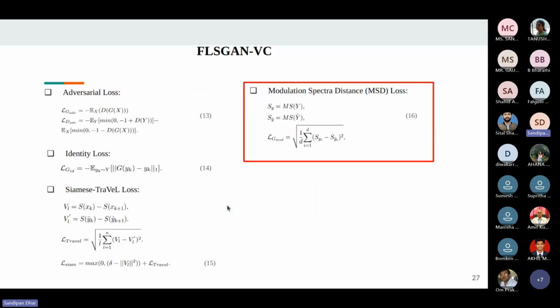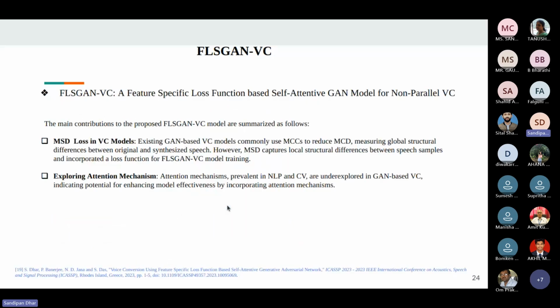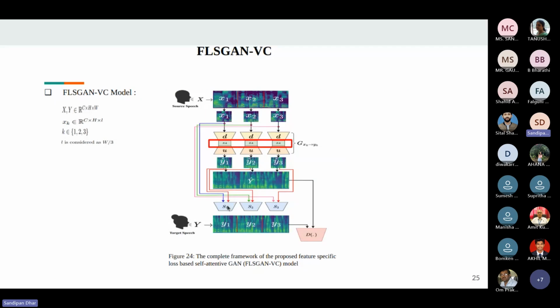However, our main contribution was to use the modulation spectral distance. So what was our aspect? Let me elaborate again: to use the MSD loss and the attention mechanism. But our primary contribution was the MSD loss. I'd like to explain what MSD loss was. MSD is one of the objective evaluation metrics.